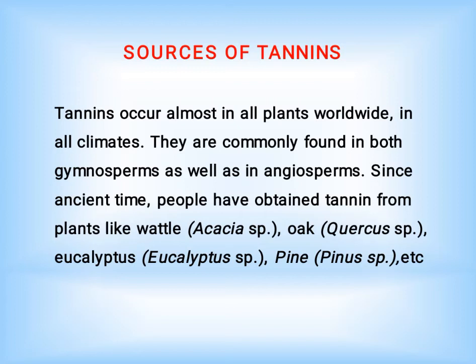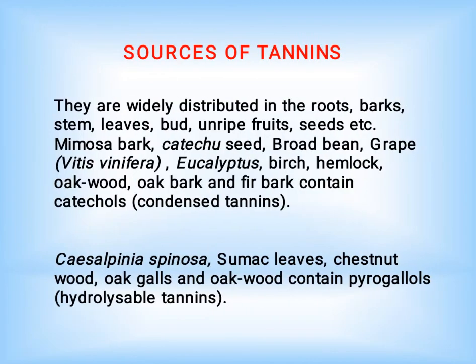These are the major plant sources which have been used by people since ancient time for obtaining different types of tannins. Tannins are widely distributed in roots, barks, stem, leaves, buds, unripe fruits, and seeds of angiosperms and gymnosperms.